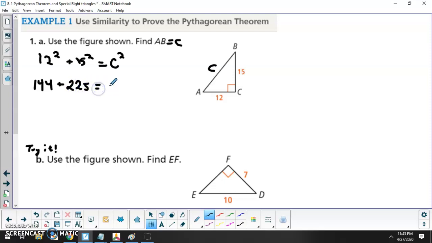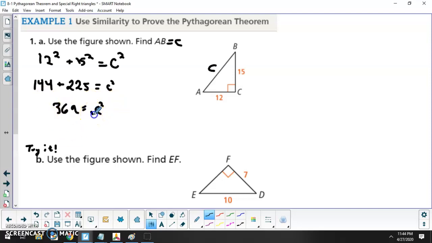Okay? And that's equal to c squared. If you add up 144 and 225, you're going to get 369. All right. Now your answer is not 369. That would be like one ginormous side length, given the other two is that. All right. What we need to do is simplify.